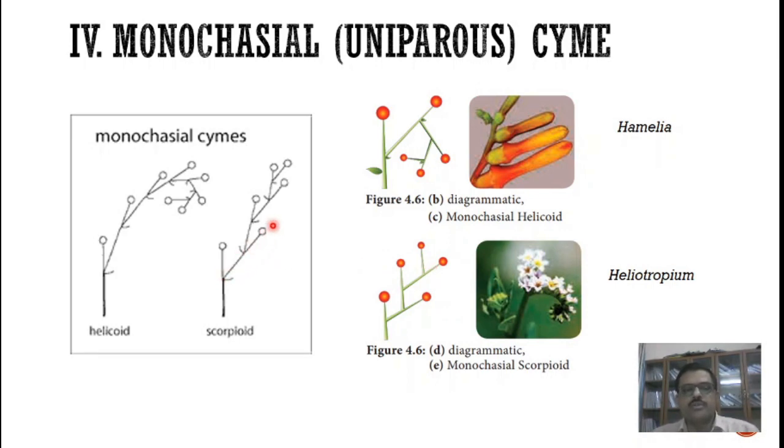So flowers continuously are formed on opposite sides, and this is called the scorpioid cyme, as we find in heliotropium. In heliotropium, one flower on one side, the other flower on the next side, then alternates, or as they continue growing, flowers are continuously formed on alternate sides. So this is monocacial cyme with two patterns of arrangement, helicoid and scorpioid.